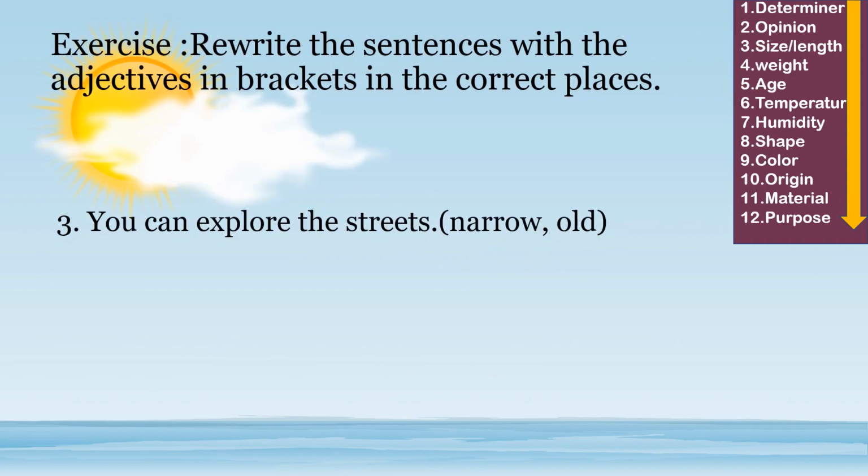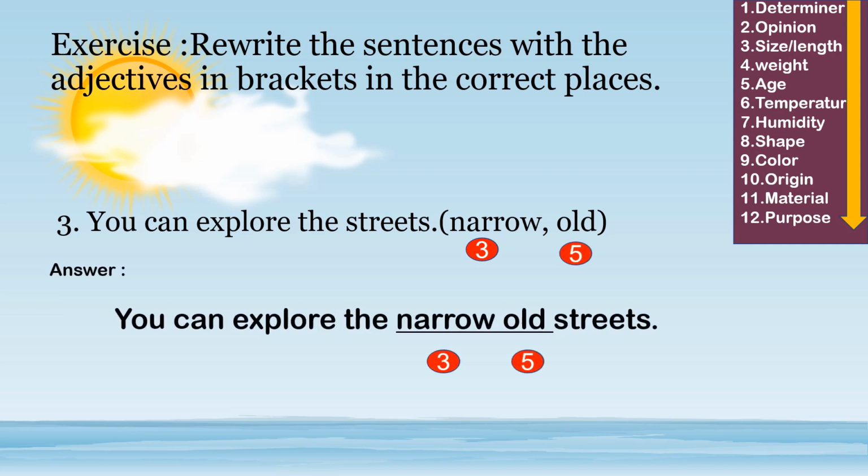Now let's try question 3. You can explore the streets. Okay, we have narrow and old as the adjectives in the brackets. So let's number these two adjectives. So narrow is size, so it's position 3. And then old is age, so it's in position 5. So let's arrange these adjectives in the sentence. It becomes, you can explore the narrow old streets.